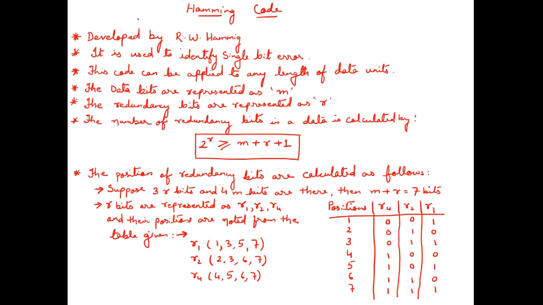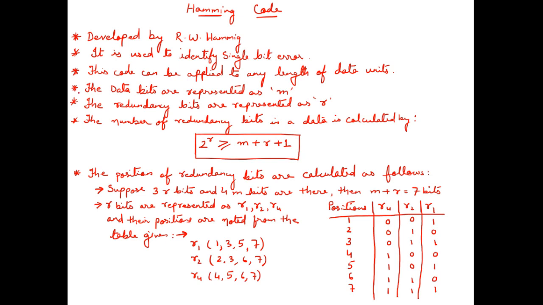Okay. So let us see who has developed the Hamming code. Hamming code is developed by R.W. Hamming. This code is used to find a single bit error. So that only I mentioned over here. It is used to identify a single bit error. This code can be applied to any length of data units. Okay, so the length may be whatsoever. But the error which you can find is only a single bit, right?